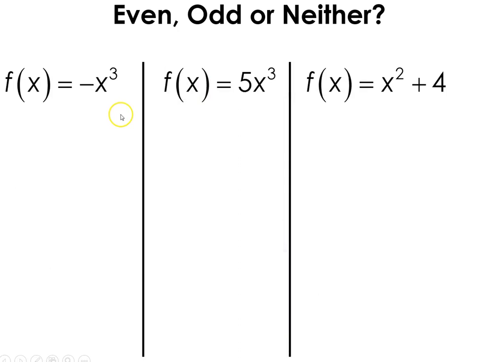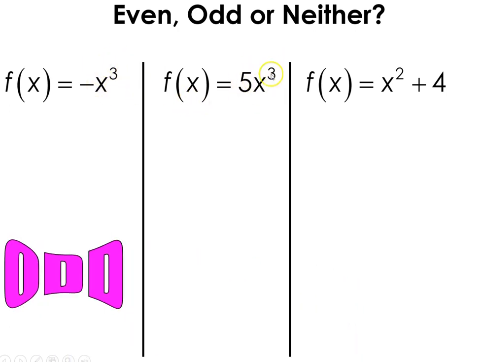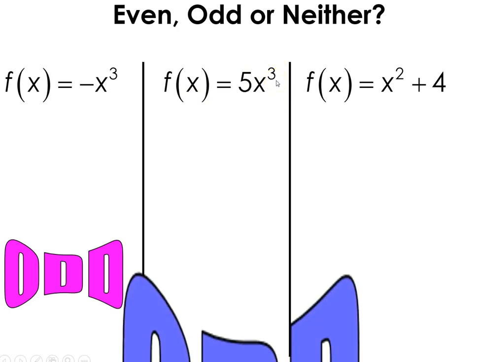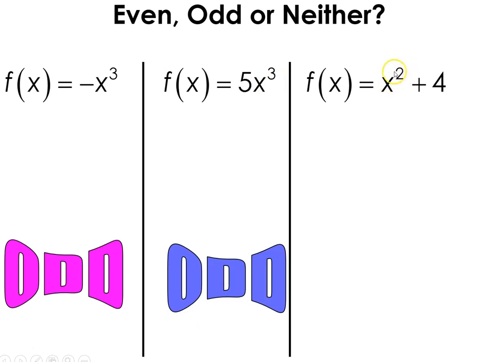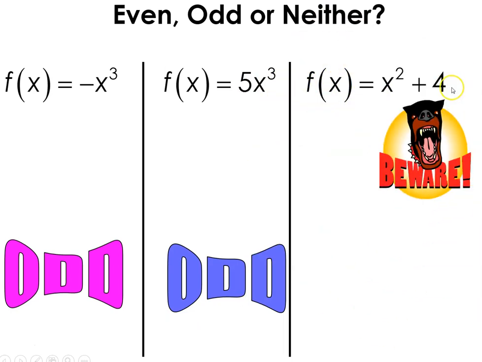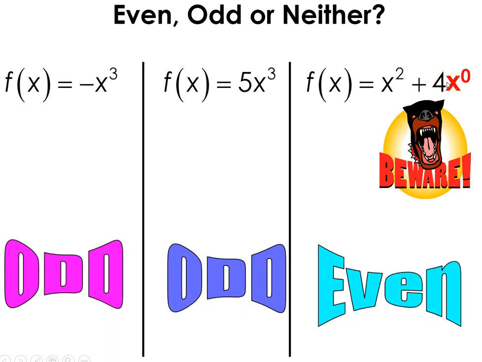All right, here's a few more examples. This function has an exponent of 3, so this function is odd. This function has an exponent of 3, which is odd, so this function is odd. This has an exponent of 2, and then remember, constants count as even exponents. So those two terms are both even, so the function is even.